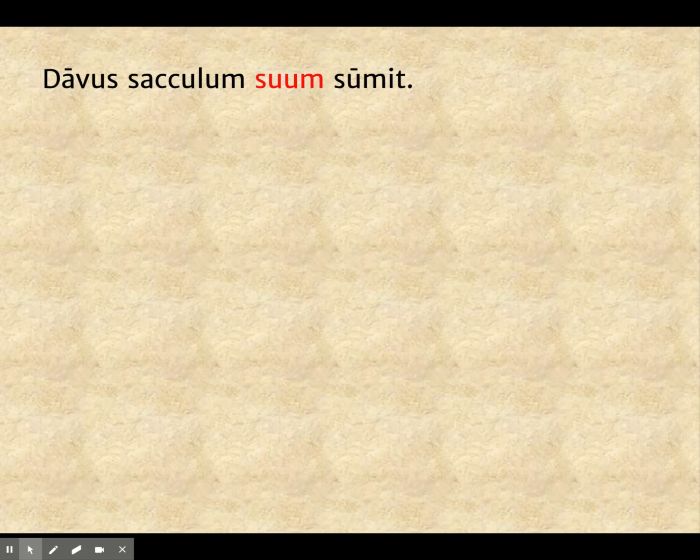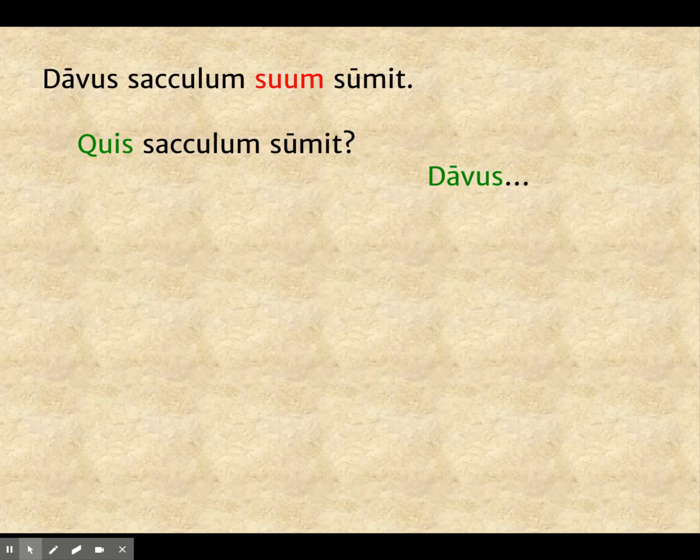Davus saculum suum sumit. Sumit is an opposite action. It's upwards instead of downwards. Quis saculum sumit? Hopefully you said Davus saculum sumit. Cuius saculus est? Hopefully you said Davi saculus est.